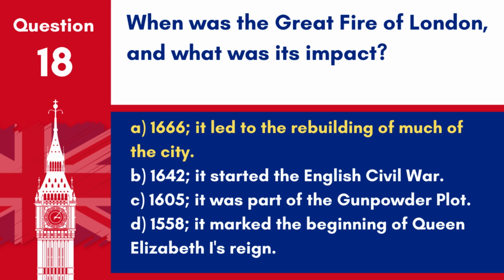Answer: A. 1666. It led to the rebuilding of much of the city. The Great Fire of London in 1666 destroyed a large part of the city, including most of the medieval city of London, leading to extensive rebuilding.